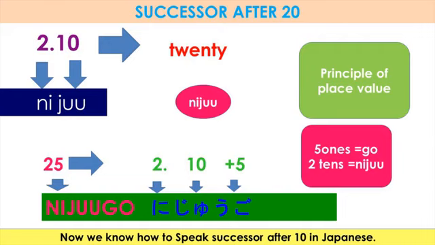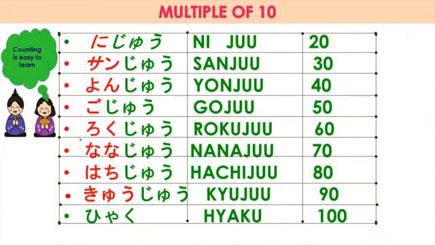Now come to other numbers. We will speak multiples of 10. Try to speak as I am speaking. Ni Ju, San Ju, Yon Ju, Go Ju, Roku Ju, Nana Ju, Hachi Ju, Q Ju, Hyaku. Remember 100 is Hyaku.